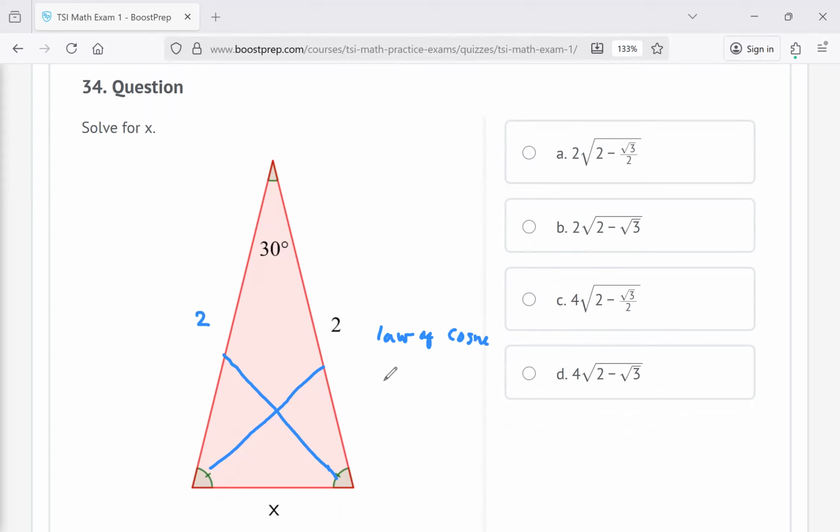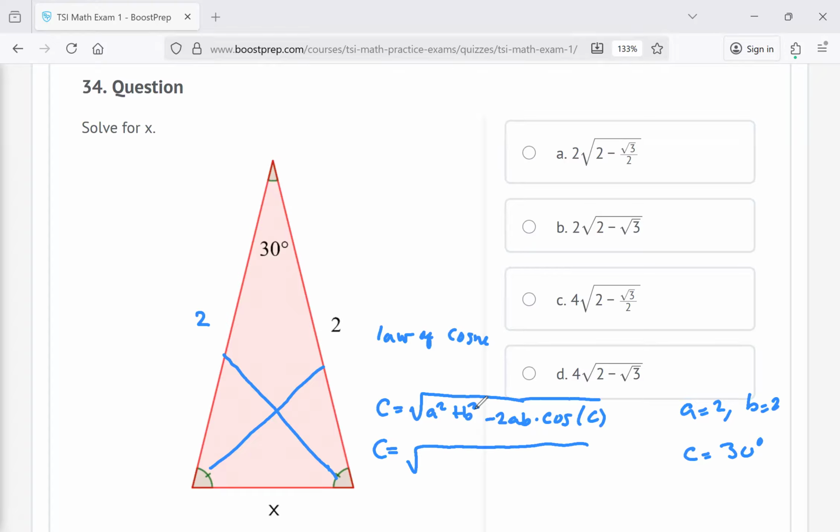So you would use this rule: c equals the square root of a squared plus b squared minus 2 times a times b times cosine of c. So a is a leg, b is a leg, and c is the hypotenuse, right? So a is 2, b is also 2, and c is the hypotenuse, which is, no, c is not the hypotenuse, c is the angle. So c would be 30 degrees. So put that in. It's going to be 2 squared plus 2 squared minus 2 times 2 times 2, and then cosine of 30. And cosine of 30 is, I believe, 1/2.